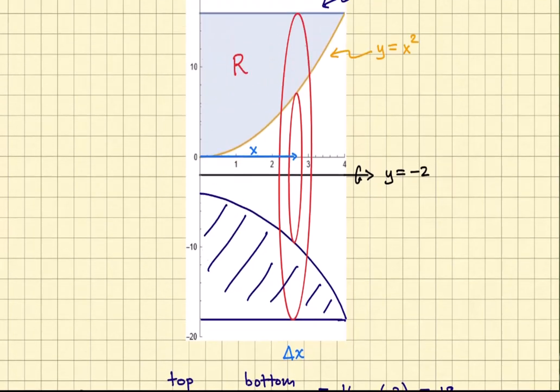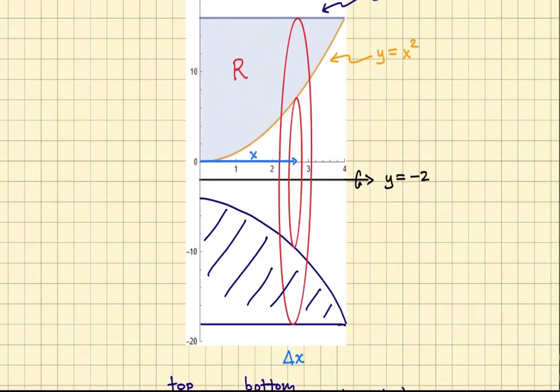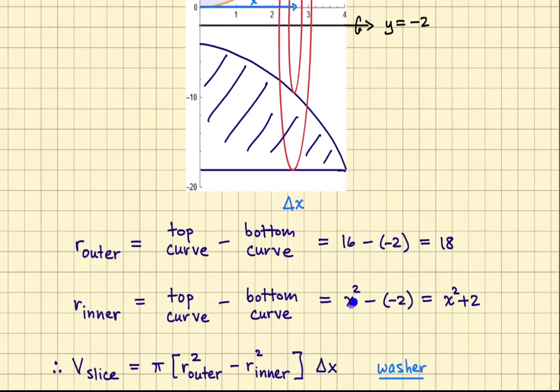Okay, if we play the same game for the inner radius, we don't want this distance. We want this distance from the black line to the top of our inner radius of our washer. So again, we want to do top curve. Notice top curve in this case is the orange curve. So this is y equals x squared. So top curve is x squared. Bottom curve is minus 2. So we want to do x squared minus a minus 2 to get an x squared plus 2.